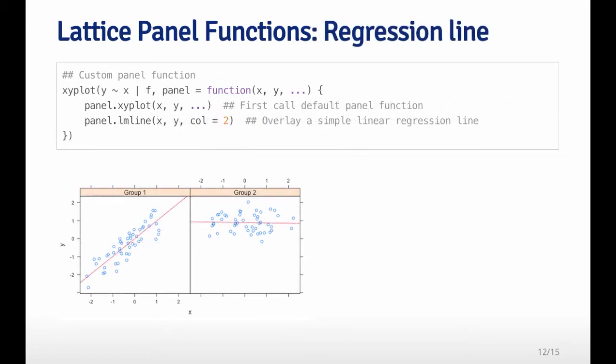Another fancier thing I can do is, rather than add the median, it might be useful to add a regression line, so you can look at the linear relationship between x and y within each of the panels. Here, again, I pass a custom function, and the first thing I do is call the panel.xyplot function just to make the points appear and make all the axes labels and everything appear. And then I call panel.lmline to add the regression line to the panel.